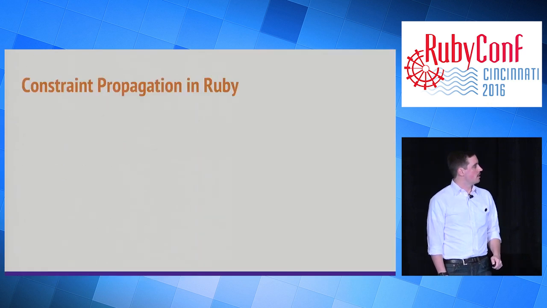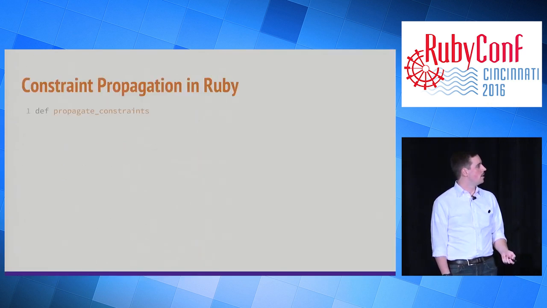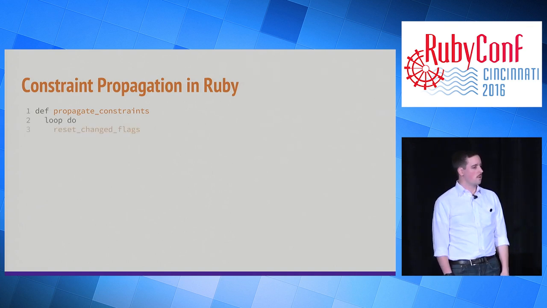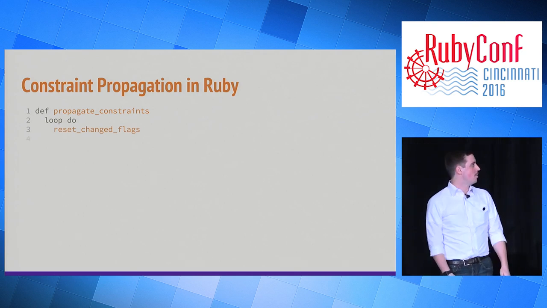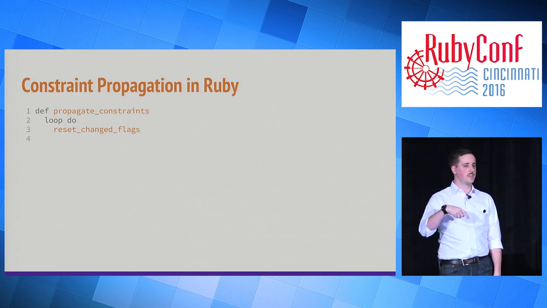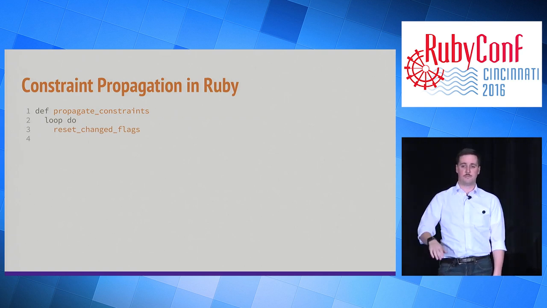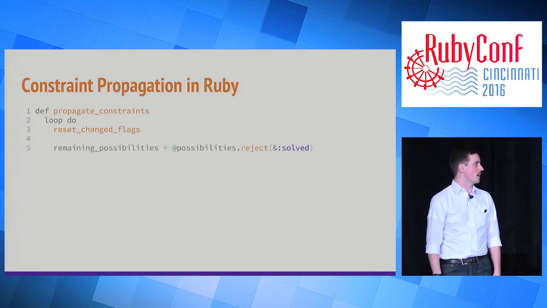So here's an implementation in Ruby of the things we're talking about. We're going to get to unification in a second. For constraint propagation, this is pretty straightforward. It just follows what we're doing. And this is a really naive approach. This is not optimized. But we start off looping through, and we want to loop until things stop changing. So we've got some flags that we're going to reset.